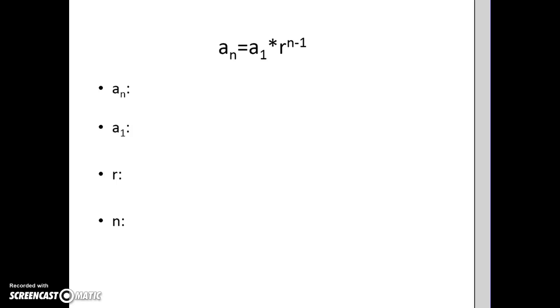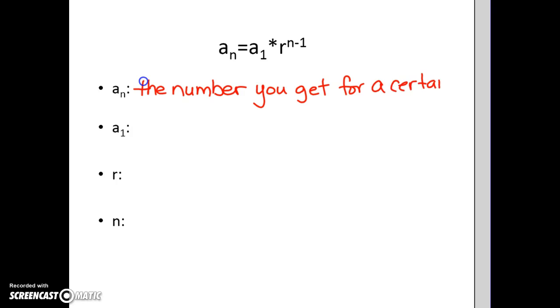So A to the n is the number you get for a certain term in the pattern. A to the n, it's like the answer.